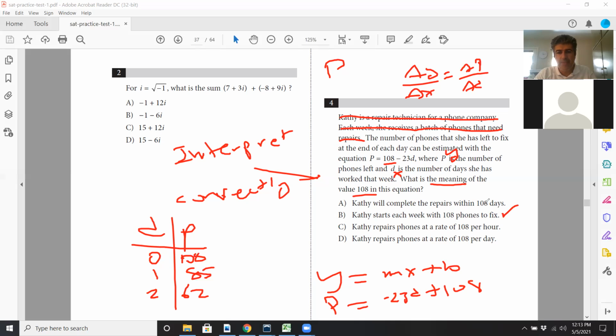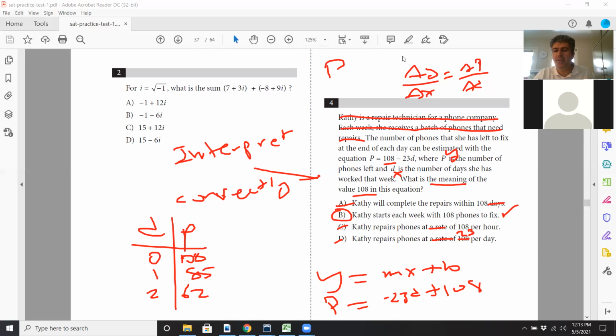Totally, that makes sense. It's the y-intercept, right? And y represents phones, so it's not going to do anything with time. And it's not a rate. Rates are slopes. That's why it's B. Now, if they ask what negative 23 represented, then I would have chosen D, with a 23 there.